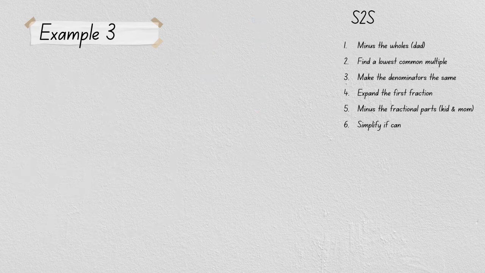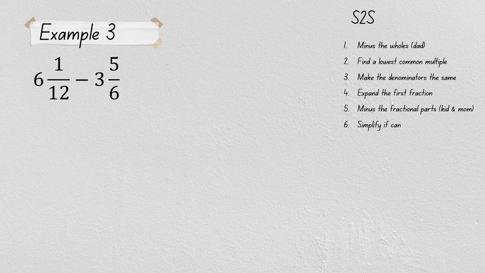Our last example for today, 6 wholes, 1 out of 12 minus 3 wholes, 5 out of 6. Step 1, minus the wholes, which are the dad. So 6 minus 3 gives us 3. So that is step 1. Step 2, find the lowest common multiple. We have 12 and we have a 6.